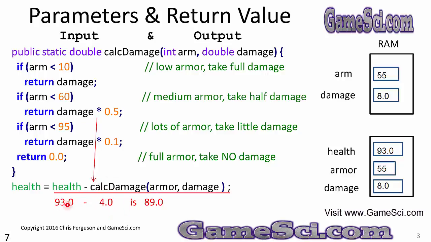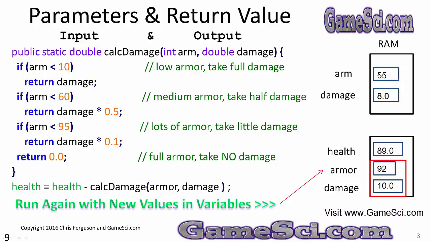Our current value of health is 93. We subtract a 4, and after taking that shot with medium armor, it's decided that the health value should be updated to 89. Makes sense? That's a pure video game example. If you have no armor and you get shot, you should take full damage. If you have half armor and you take a shot, you should take half damage.